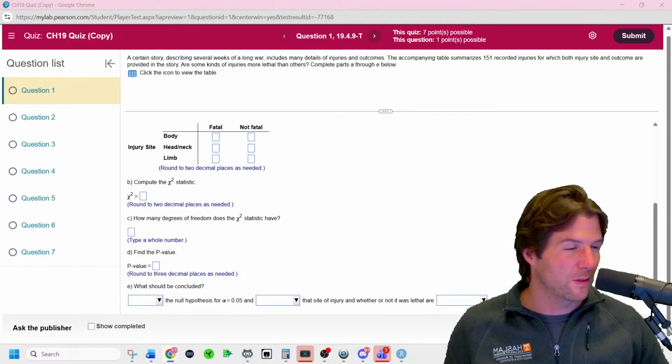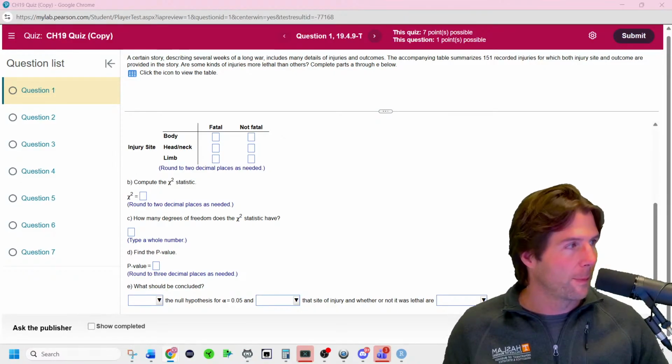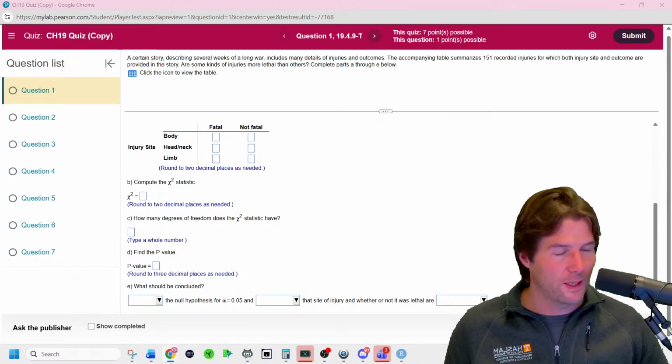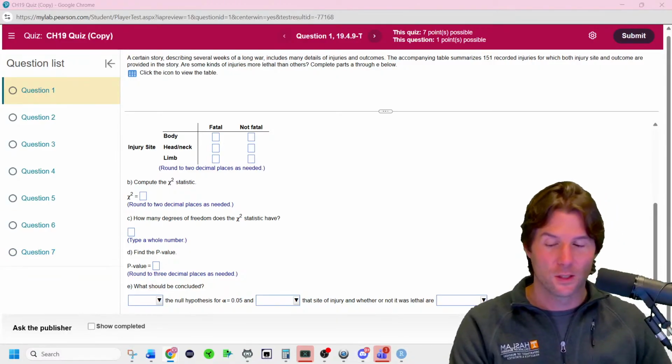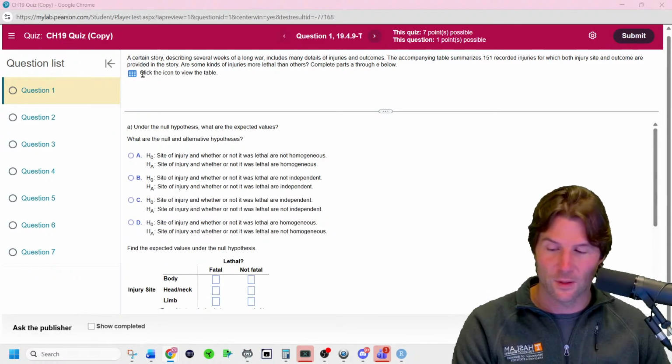Chi-squared test of independence. I've got to find, well, you know what? We could do it. Let's do it ourselves. Okay. So we are going to do the chi-squared test of independence. We'll probably get good practice doing it in Excel. So we're going to need to download the data right here.